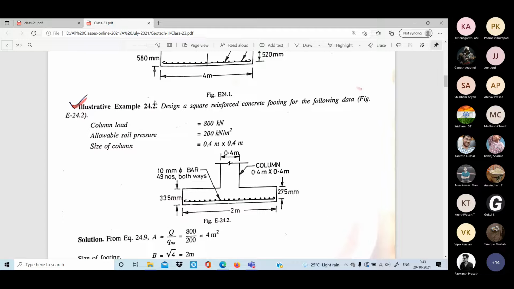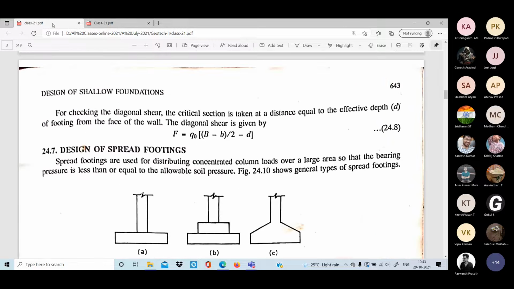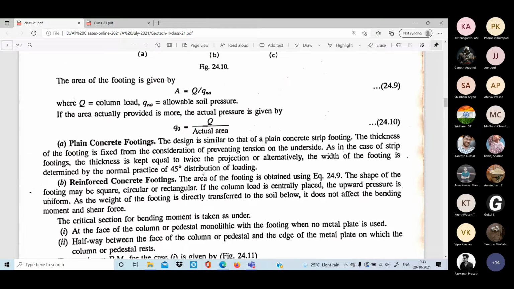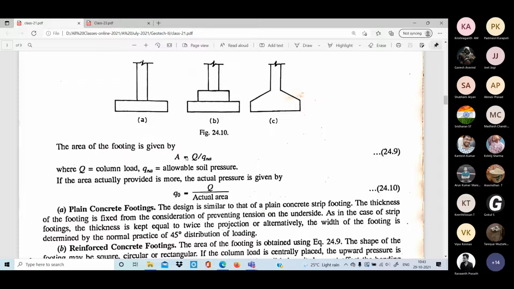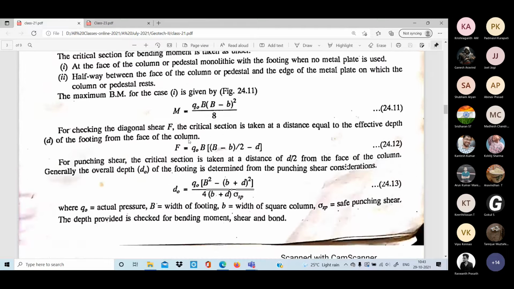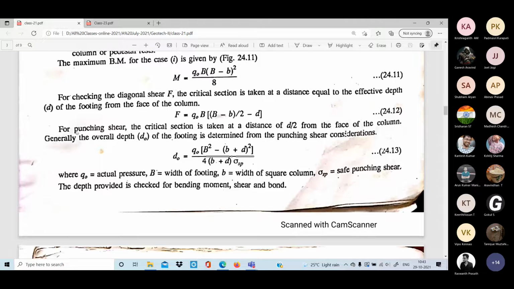Next is to design a square reinforced footing for the following data. The data is given. Column load is given here. This is a spread footing, which means an isolated footing, so we will use these formulas. We will find the area, the actual soil pressure, the maximum bending moment, the shear force, and d naught. For the punching shear, the critical section is taken at a distance of d by 2 from the face of the column, which we have already seen.